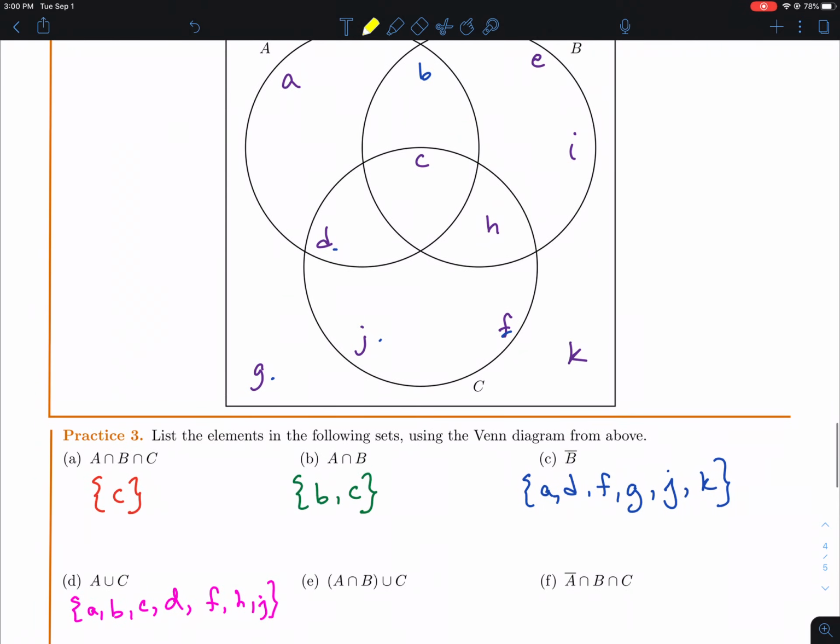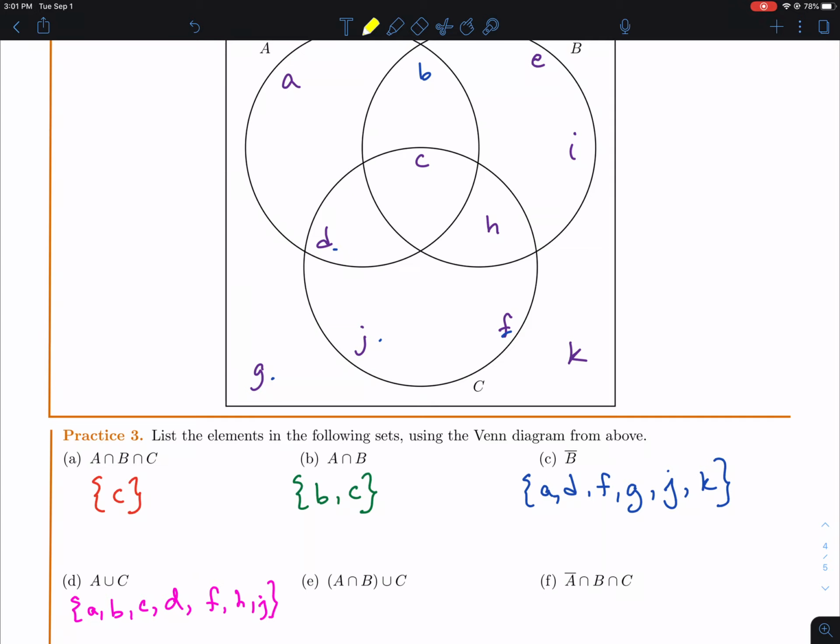So A intersect B union C. In this case, with that parenthesis, you almost want to think of this as like an order of operations, which I know we haven't talked about in this class yet, but hopefully you've heard it before. So we want to do things in parentheses first, and then the union, we're going to add stuff to it. The big thing to remember: intersections make things small, unions make things big.